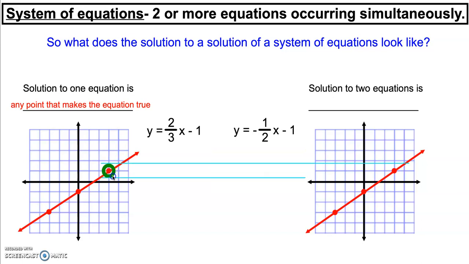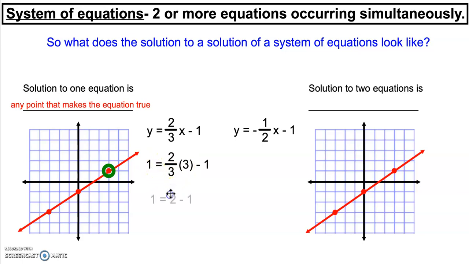If we were to plug that point in, so this point here at 3, 1, I can plug in the x value of 3 and the y value of 1 and then solve both sides of that equation. So 2/3 times 3 is 2. 2 minus 1 is 1. So this point, when I plug it in, makes that equation true. If we were to plug in a point that was not on this line, it would make that false.